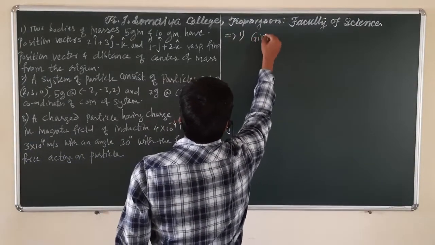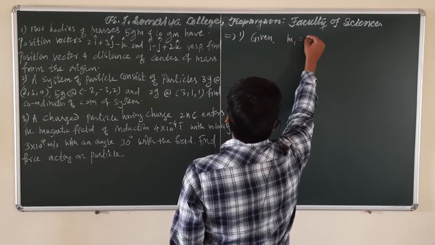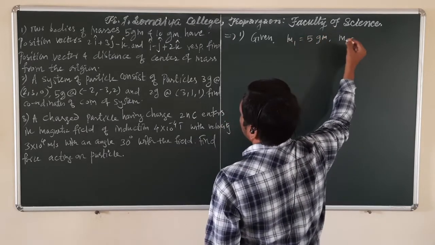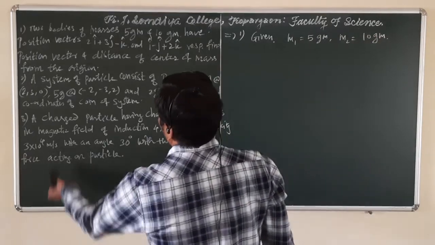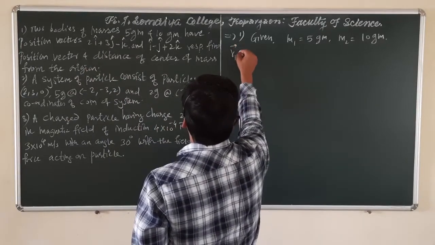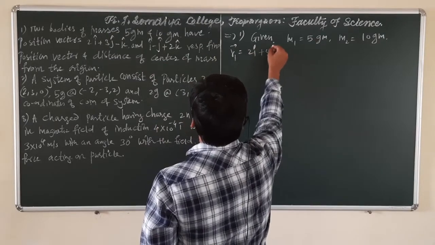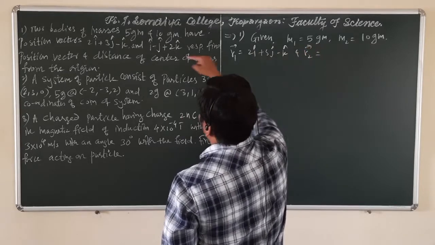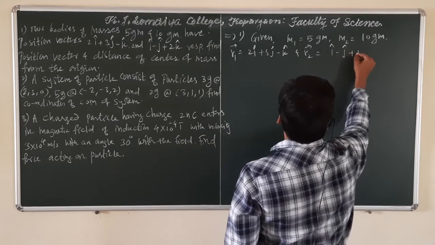first, what is given. We have two masses. Mass of the first object is 5 gram and mass of the second object is 10 gram. Next, we have position vectors: vector r1 is given as 2i + 3j - k, and vector r2 as i - j + 2k.